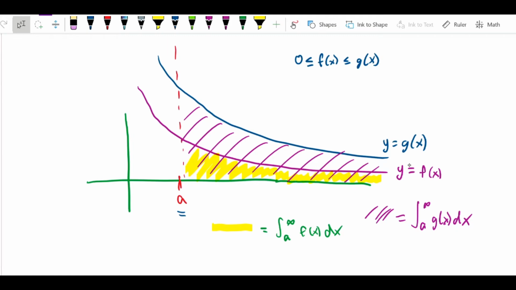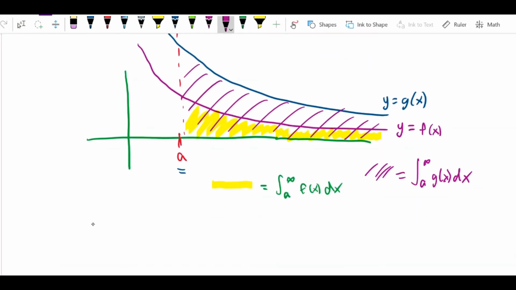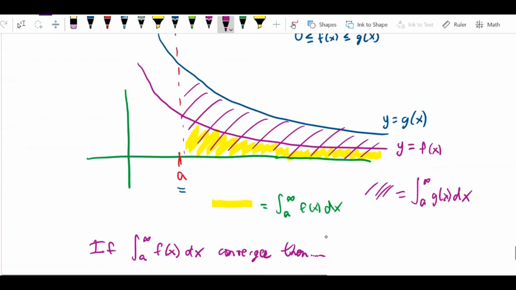So this is a sort of geometric slash algebraic argument about how if one integral converges, then the other must also. Now the interesting thing is, what happens if we say that the integral from a to infinity of f of x dx converges? Then what can we conclude? In other words, if this yellow area is finite, what can we conclude about the purple striped area? This is the thing that most people find so hard to grasp. The answer is nothing.